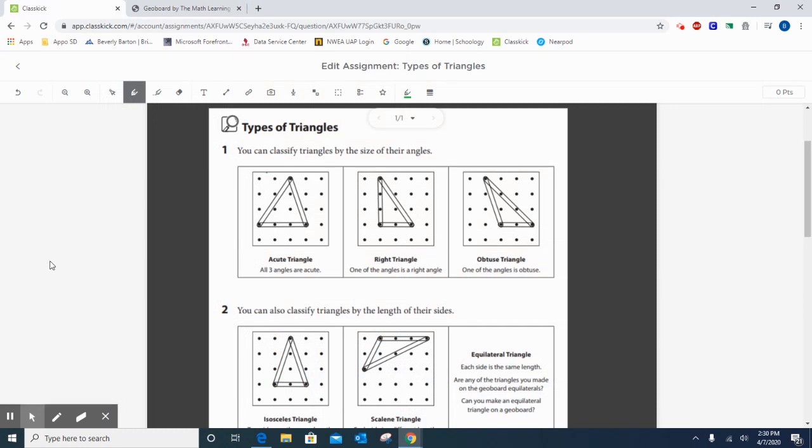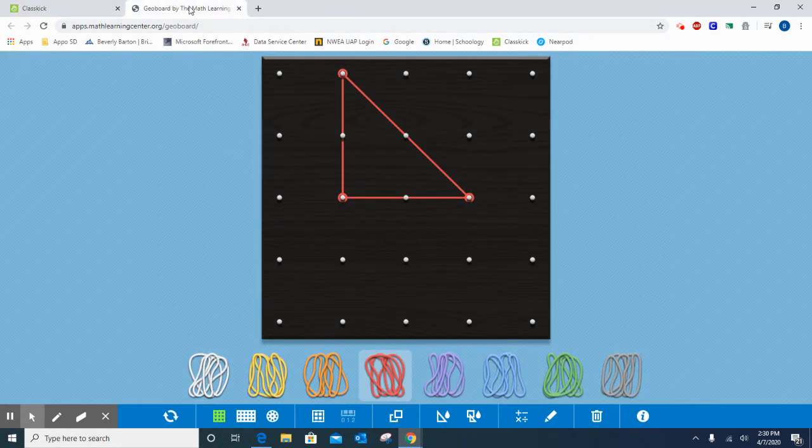Okay, now I'm back to my reference sheet. Now we're going to look at the right triangle. The definition of a right triangle is that it has one angle that is a right angle. So it would be that angle on this right triangle. I'm going to go to my geoboard. Here's an example of a right triangle. It's a right triangle because one of its angles is a right angle. So stop and go ahead and try to make some right triangles on your geoboard.